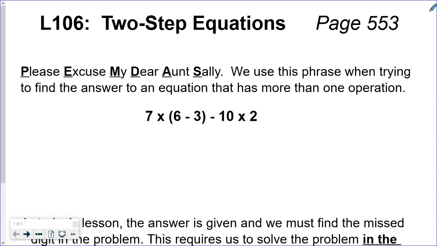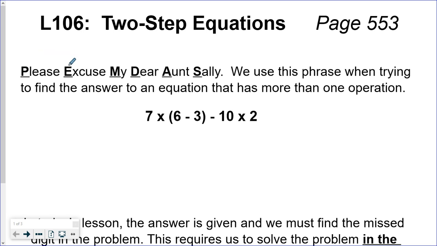If you remember a number of lessons ago, we've been talking about this phrase: Please excuse my dear Aunt Sally. We use this phrase to help us remember what order we solve an equation, what order we do the operations when we have more than one in a problem. As a review, the word please stands for parentheses. We do whatever is inside parentheses first.